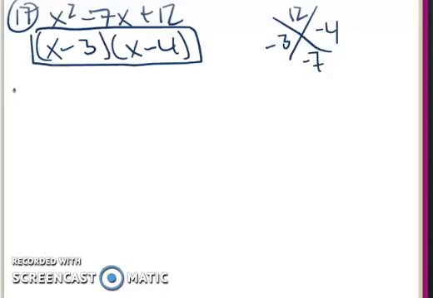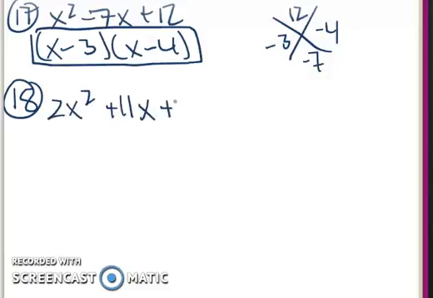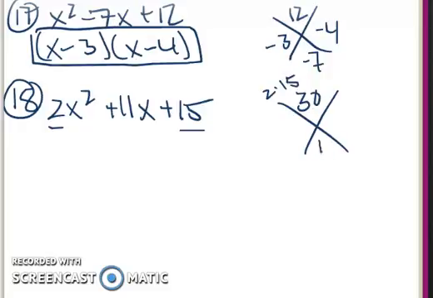Okay, flew through those. 18 will take a little longer. Okay, so 18, we get 2x squared plus 11x plus 15. So what we have to do here is multiply the back and the front number to each other. So that's going to become 30. We got that by 2 times 15, and they have to add to 11. I'm thinking 6 and 5.